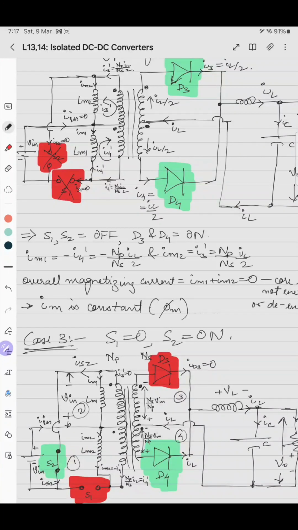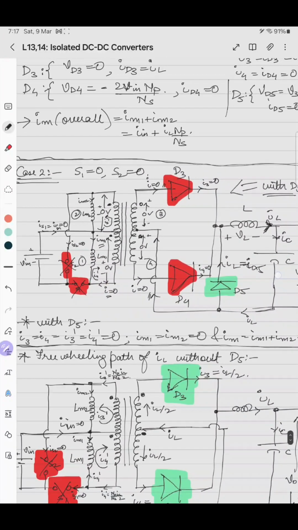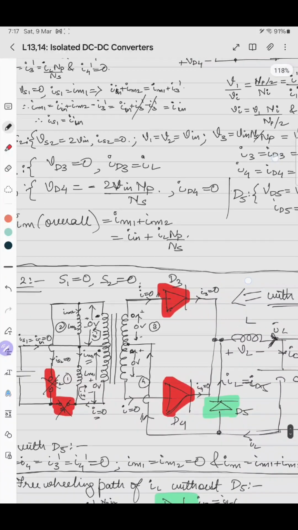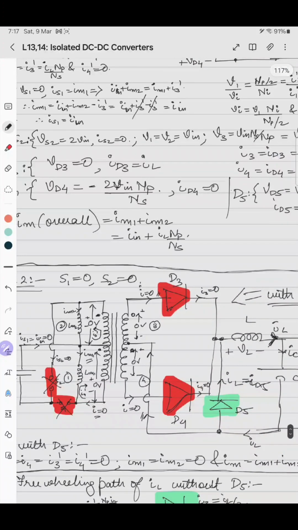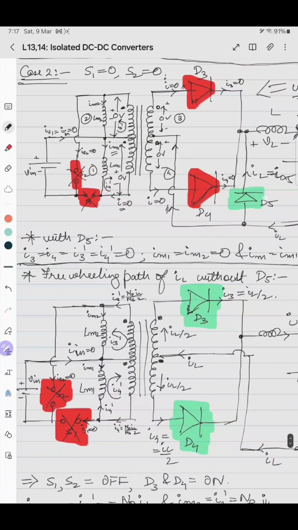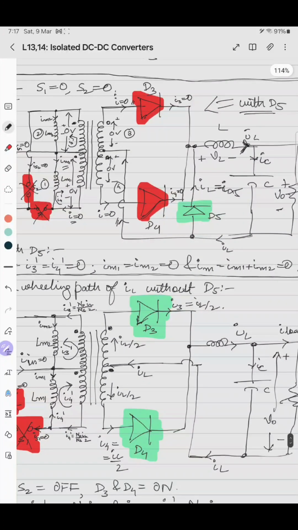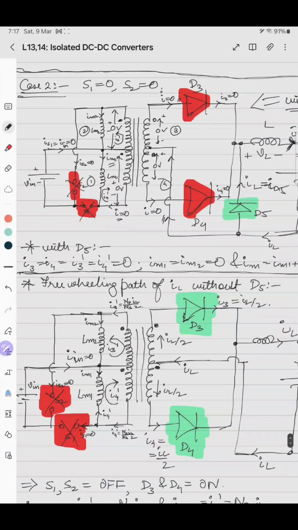So in this case, the core is neither energized nor de-energized. In the first case, the overall magnetizing branch current was positive, which means that the core is magnetizing. So the magnetizing current increases. In this case, when both of the devices are off, the magnetizing current becomes 0. That is, the core is neither magnetized nor demagnetized. That is, IM is constant, or phi m is constant.